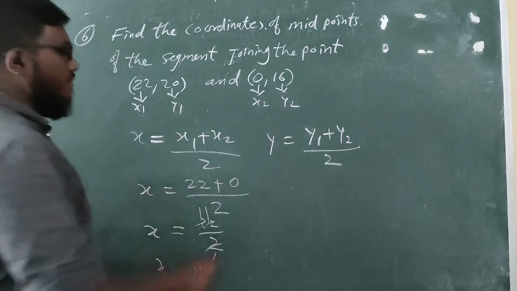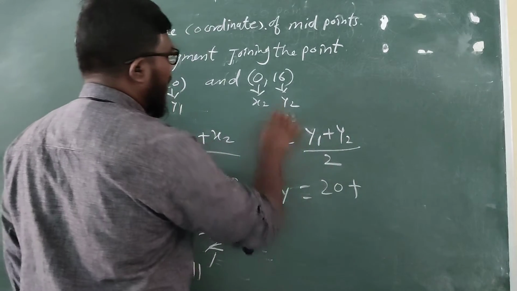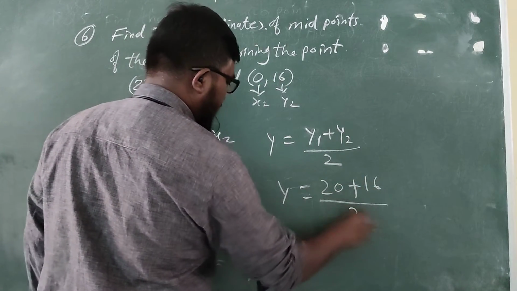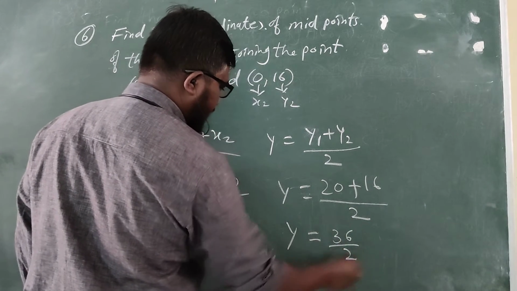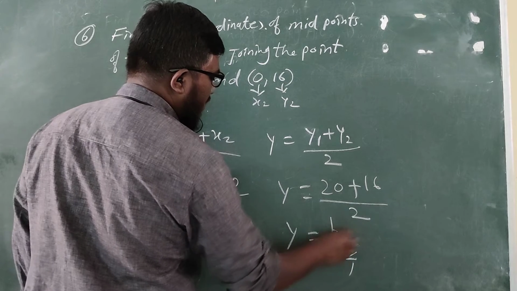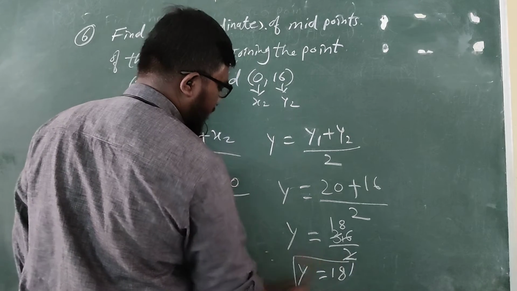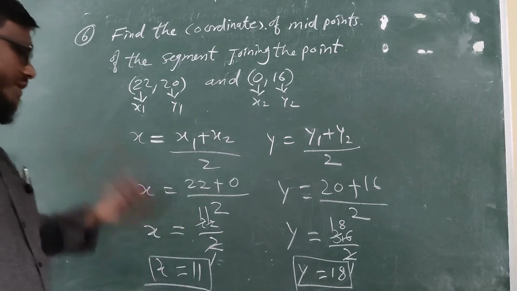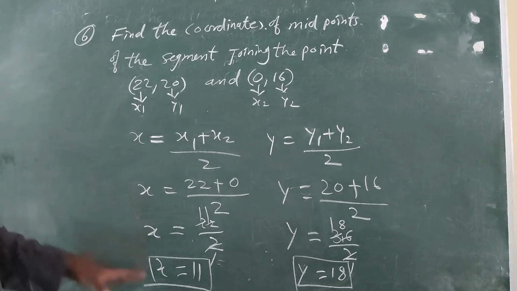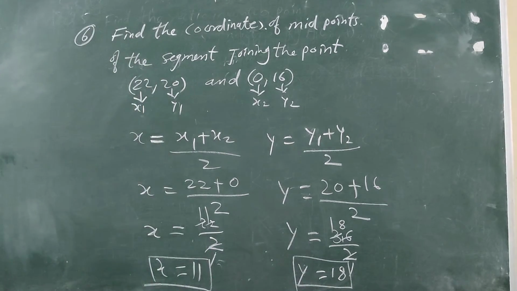Now similarly we have to solve y is equal to, y1 is what? 20 plus y2 is 16, divided by 2. y is equal to 36 divided by 2, 2 under 2, 1 remaining, 2 8 is 16, y is equal to 18. Now these two values are the coordinates of point P if we have taken the midpoint of the segment, x having coordinate 11 and y coordinate 18. Like this we will solve 7th and 8th example also.